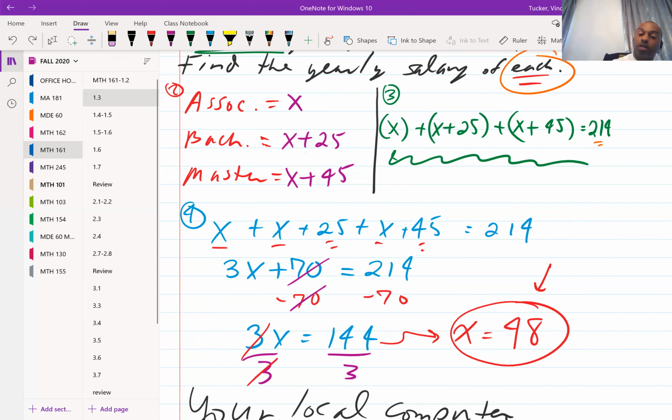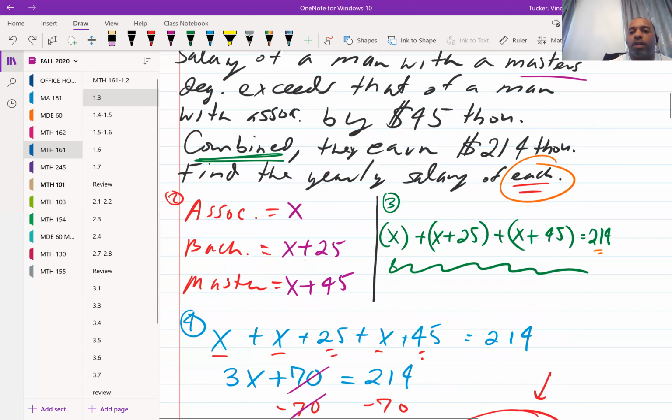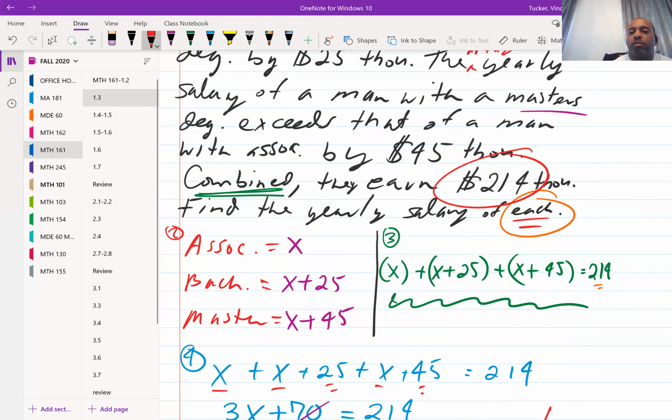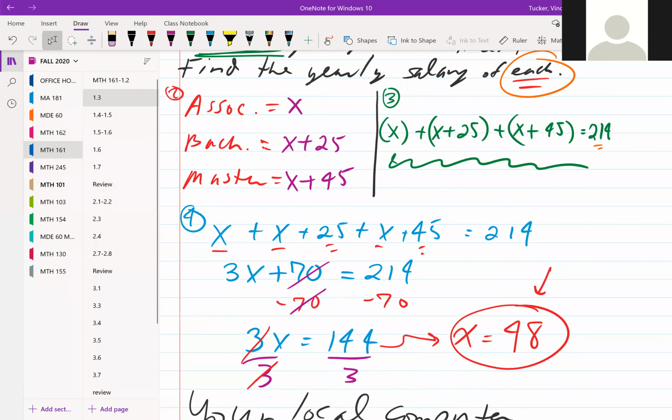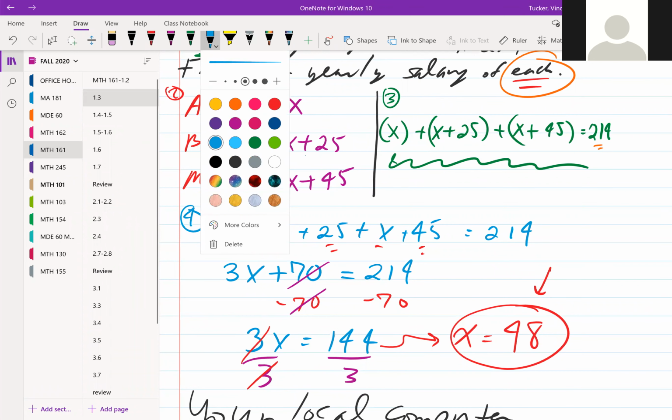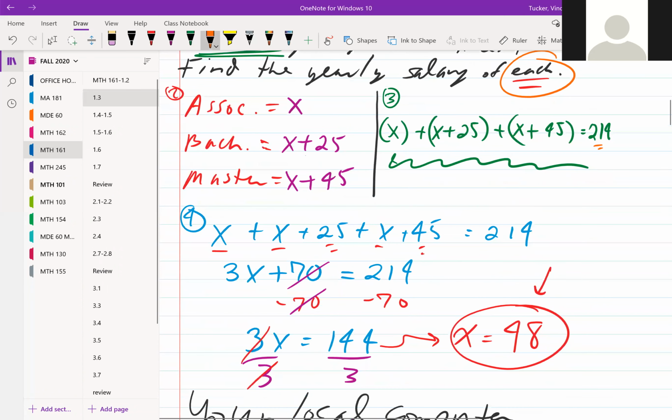All right. Any questions? Where'd you get 214 from? Right here. Yep, together they earn 214. Oh, okay. All right, everybody good before we go to the next piece?